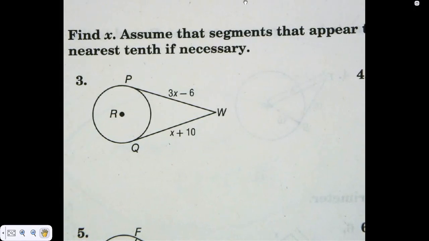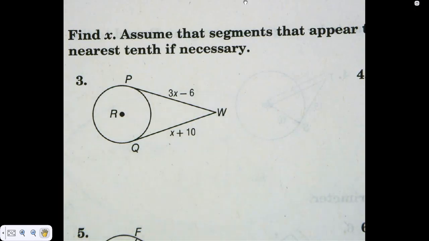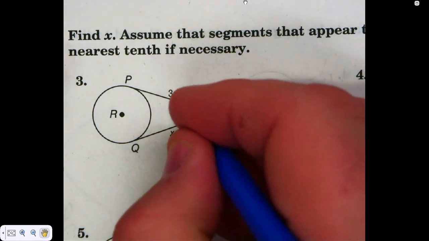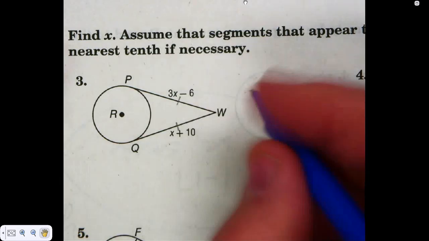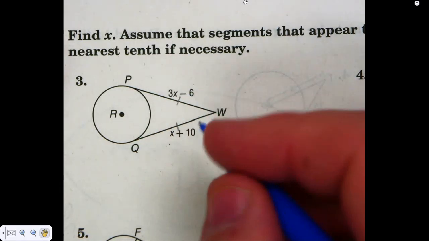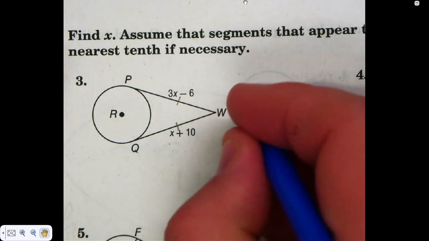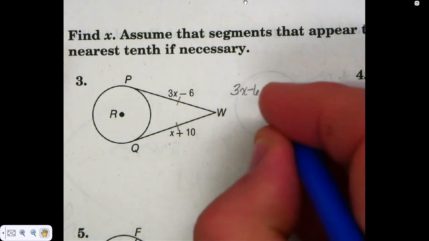Which important fact is this dealing with? Number 2, which states that anytime you have tangents coming from the same point to the same circle, what do we know about those segments created? They are equal. That distance is the same. Well, hey, does that help me make an equation with this algebra-looking problem? Yes. What is my equation? 30x minus 6 equals x plus 10.